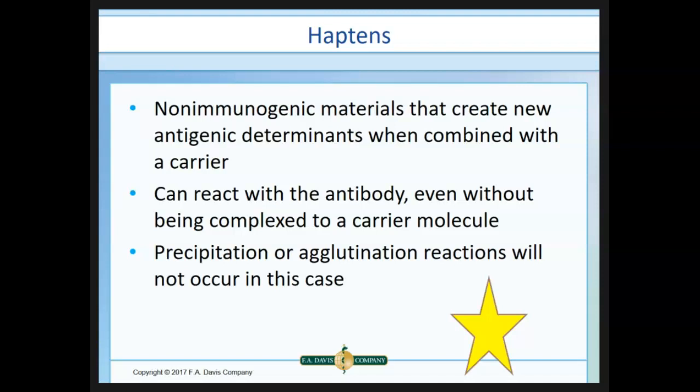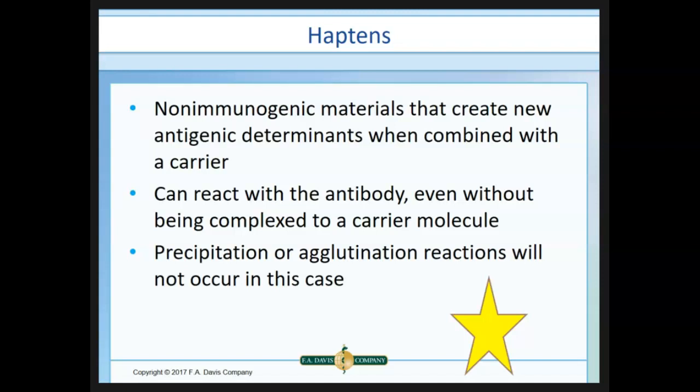Haptens, another term to learn, is a low molecular weight molecule with only one binding site. Make sure that you make a note of that. It's not in your guided notes. So haptens: low molecular weight molecule with one binding site. It's a non-immunogenic material that creates new antigenic determinants when combined with the carrier. It can react with the antibody even without being complexed to a carrier molecule.